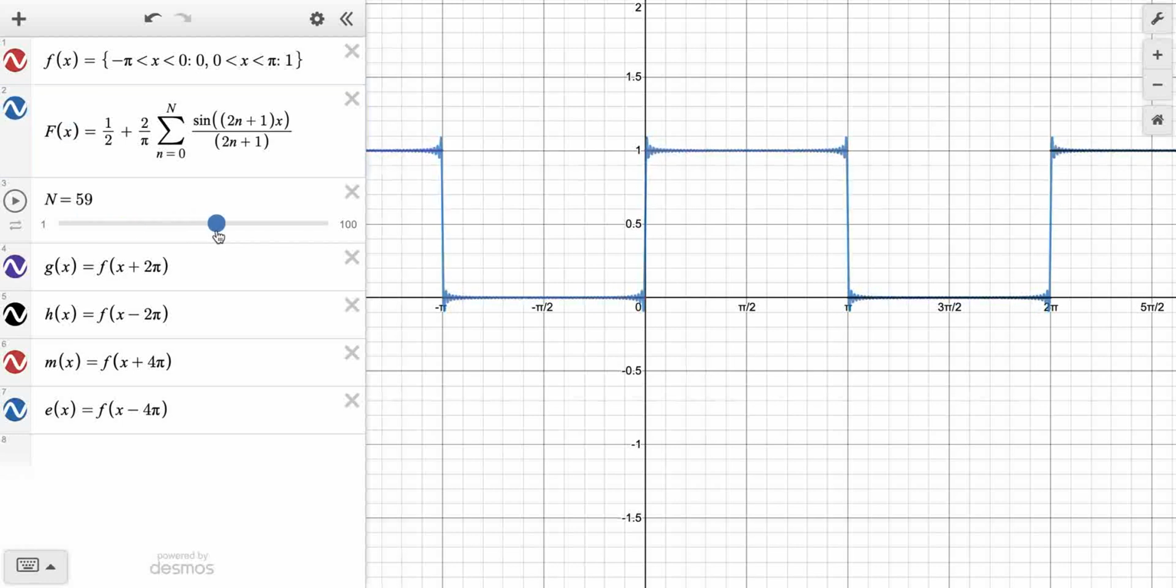I'm going to state this precisely in the next part of the lecture, and we're going to state the convergence theorem there. Thank you.